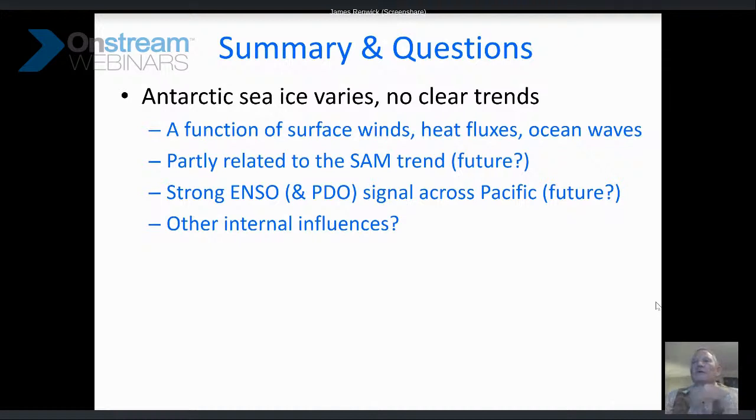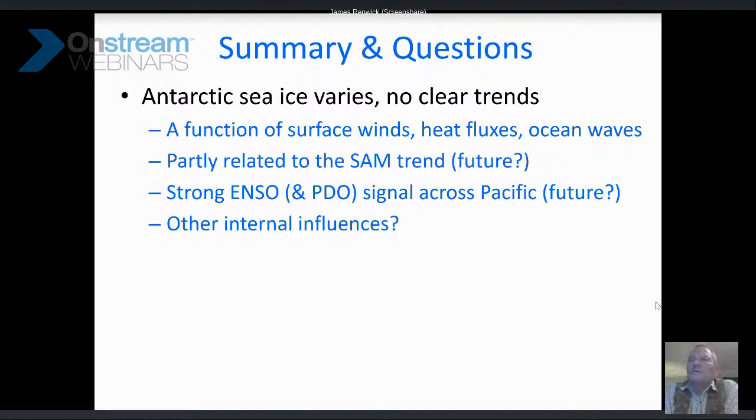So, yeah, there's a lot of variability in sea ice, and I would say there's no real trends at all. There haven't been yet. There's been a few ups and downs, but they're explainable by just what the atmospheric circulation's done. So it's really a function of surface winds, ocean waves driven by the winds are important, heat fluxes are important, and this is all tied back to the trend in the southern annular mode, which is probably changing for the future, decreasing. Also driven by changes in the El Nino cycle and the Pacific decadal oscillation across the Pacific. And exactly how that's going to play out in future is less than obvious.